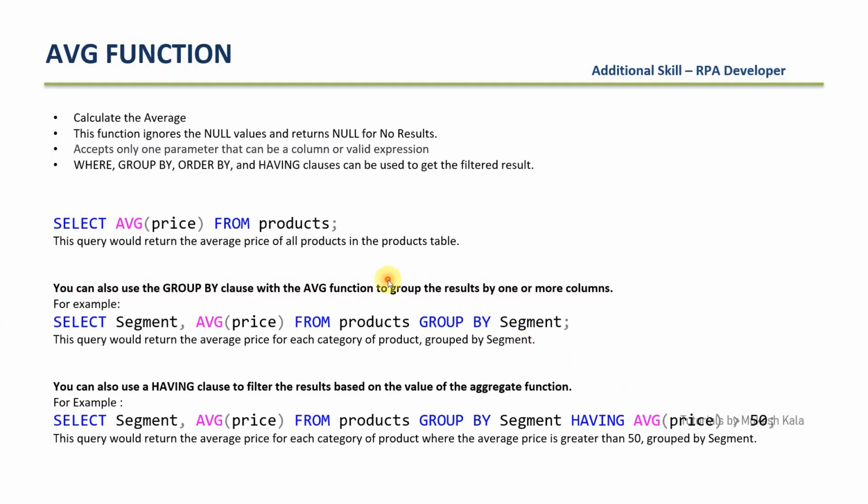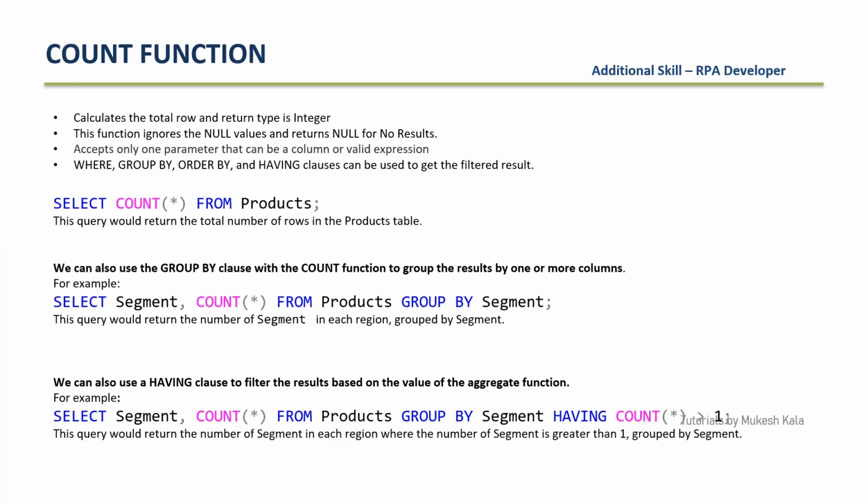Coming back to my presentation, so as we have seen, the average function calculates the average and returns null, except where the column has a valid expression, where group by, order by and the having clause can be used, right? I have not shown the where example, but you can always use select average of price from product where category is computer and the price is less than 5,000, right? You can always tweak the query and get good hands-on practice with the average one. Okay, let's move forward now.